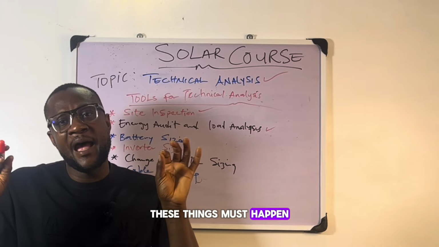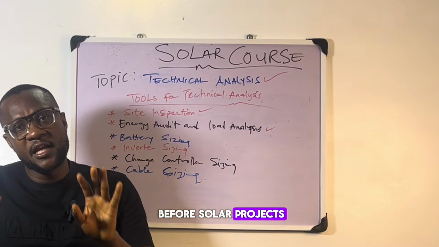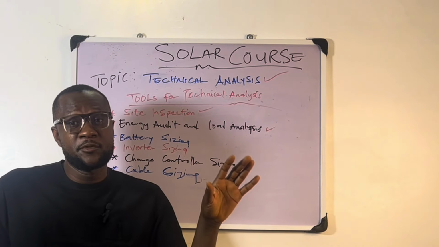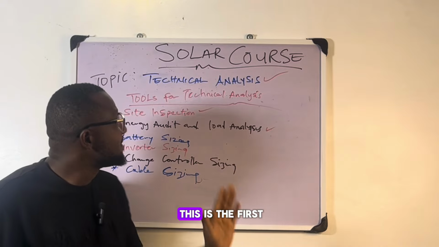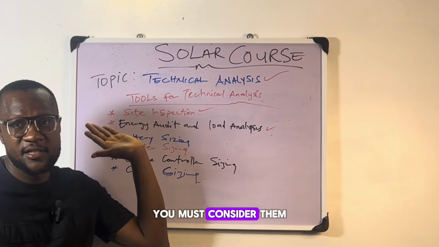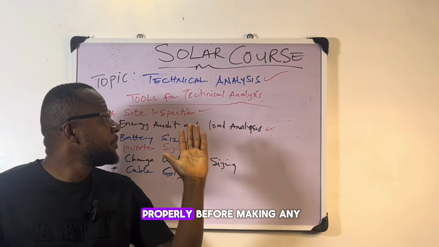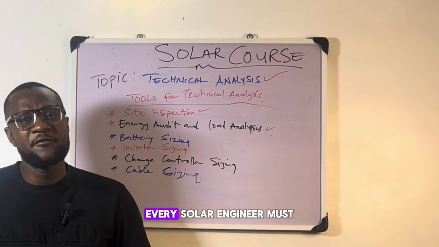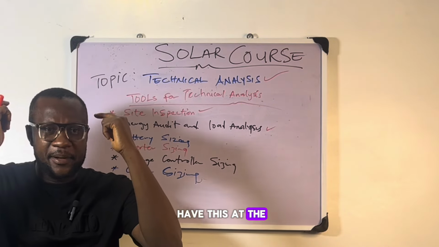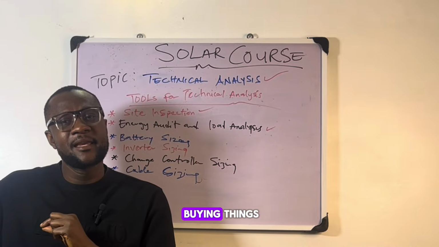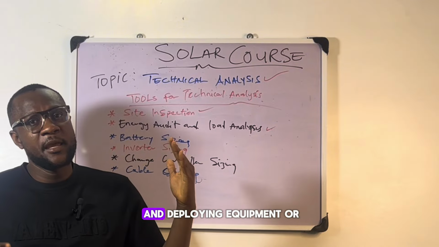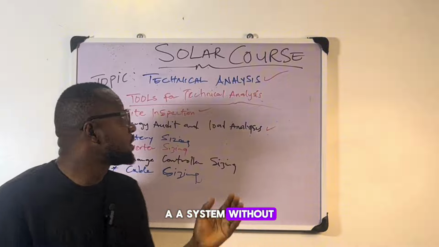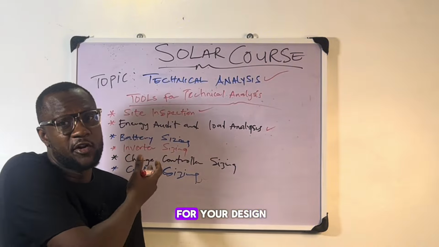Now, these things must happen before procurement of equipment and system design is done. This is the first thing you must do. You must consider them properly before making any other step. Every solar installer, every solar engineer must have this at the back of their mind. You don't go ahead buying things, you don't go ahead deploying equipment or designing a system without considering this. Sure, this is the bedrock for your design.